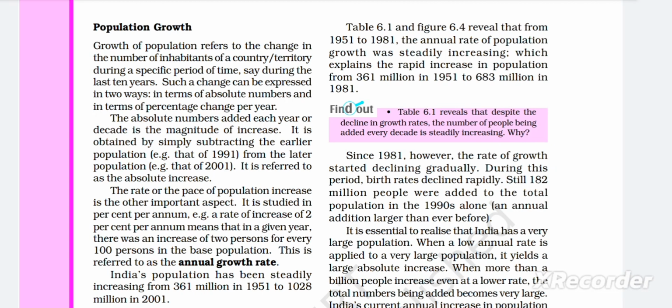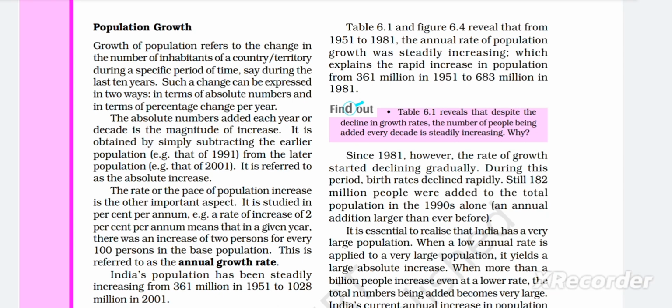It means how much it is changing in percentage and how much in numbers. The absolute numbers added each year or decade, means 10 years, is the magnitude of increase. Means you can calculate yearly or even after 10 years. It is obtained by just subtracting the previous population, means that is of 1991 population in numbers from the population of 2001 in numbers, and you will come to know what is the absolute increase in population, and that will be calculated through census of the country.